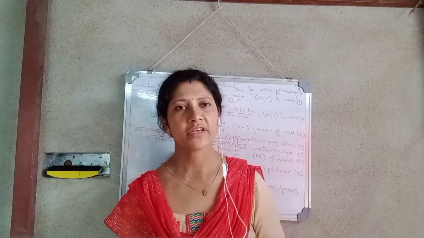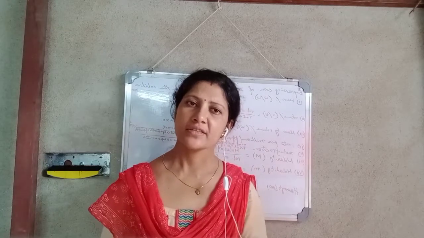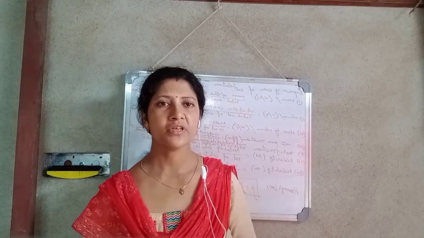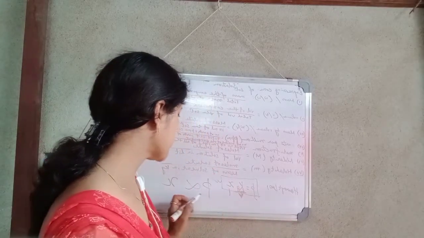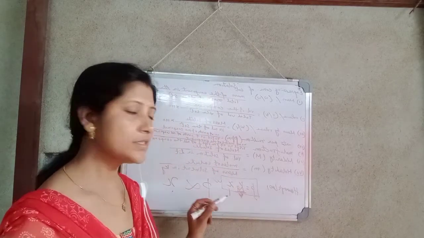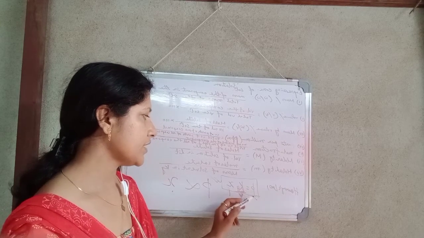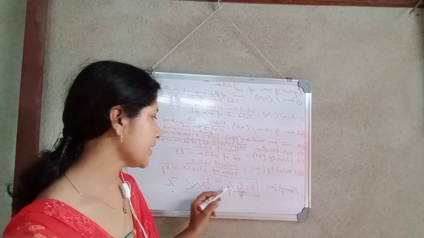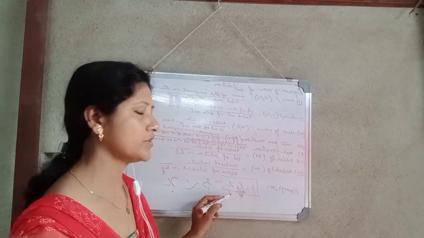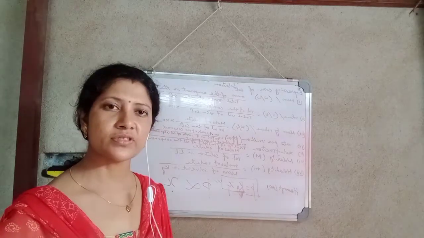If mole fraction of the gas in the solution is expressed by small x, and partial pressure of the gas is expressed by small p, then according to Henry's law we can write p proportional to x, that is p equals Kh into x. Here p is the partial pressure of the gas and x is the mole fraction of the gas. Here Kh is the Henry's constant.